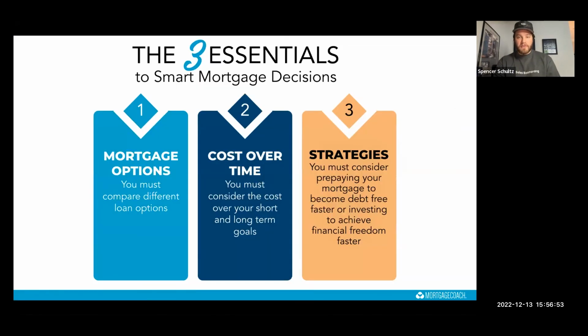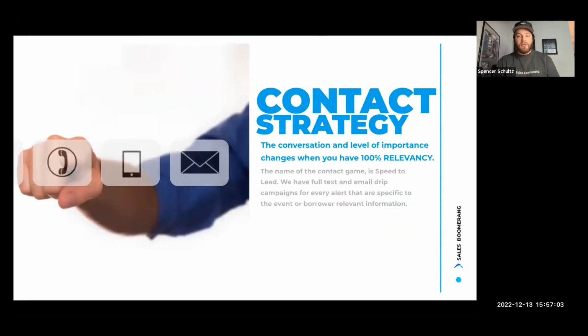Next week, we'll get into the prescriptive scenarios, guys. We want to do 3 key things here. Compare multiple loan options again, short-term and long-term cost and goals, and then how do we achieve financial freedom or become debt-free? We went through these a little bit. We always need to consider contact strategy, guys. With these, speed is important.